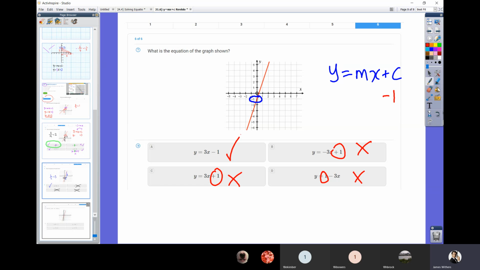All right, and again, that makes sense. We've got a positive gradient, and yes, it is going up left to right, so that looks good. And again, if we wanted to prove that that number is a 3, draw in a triangle with just whole squares, 6 and a 2, 6 divided by 2 equals 3.